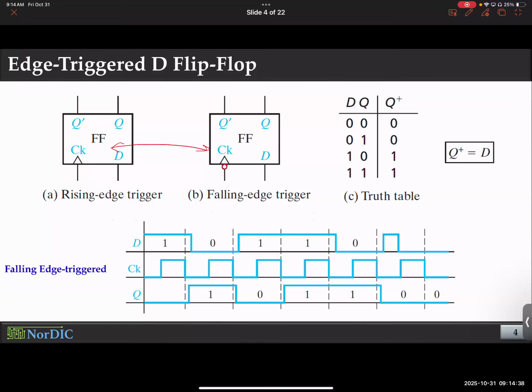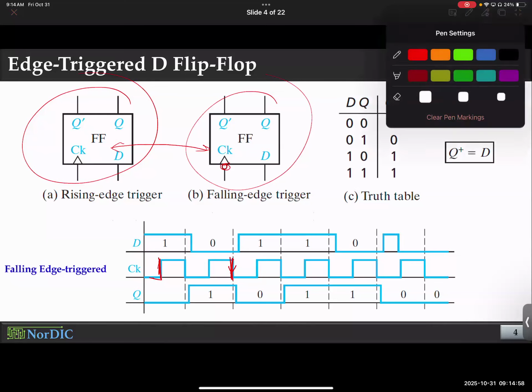Now you can design them in a way that they will be driven by the positive edge or rising edge of the clock, or they could be triggered by the falling edge of the clock. So this symbol is used for the rising edge triggered flip-flop. And when you have a circle with it, it represents a falling edge triggered flip-flop. All right. I hope that makes sense.